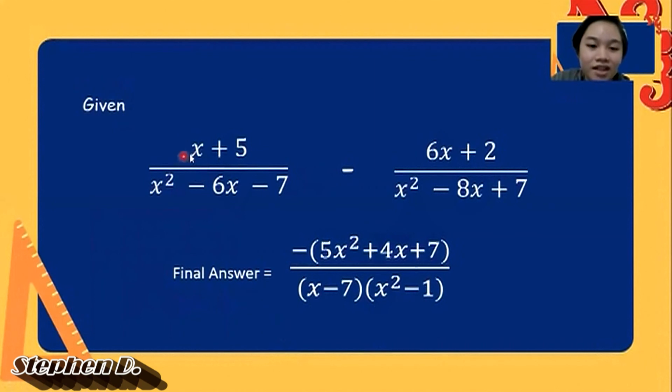So x plus 5 over x squared minus 6x minus 7 minus 6x plus 2 over x squared minus 8x plus 7. Our answer, again, is the quantity of negative 5x squared plus 4x plus 7 over the quantity of x minus 7 times the quantity of x squared minus 1.